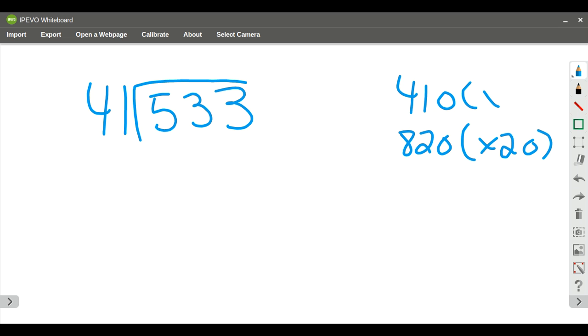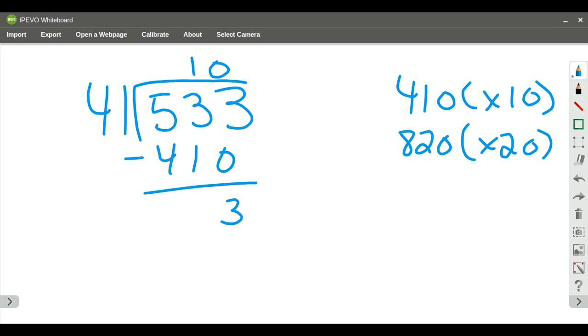This was times 10. So my multiple of 10 rule tells me that 410 is going to be my first partial quotient. So I'm going to write 410 here. My first partial quotient I'm going to write is going to be 10. I'm going to subtract. 3 minus 0 is 3. 3 minus 1 is 2. 5 minus 4 is 1.